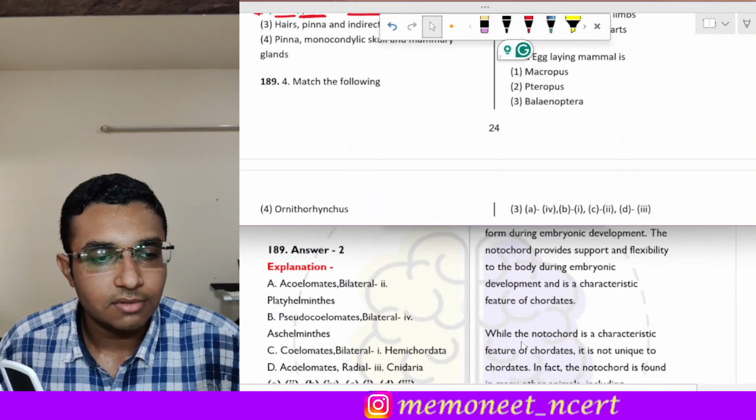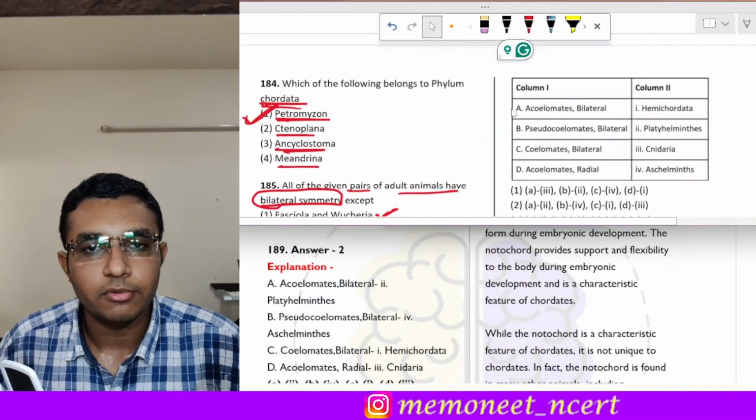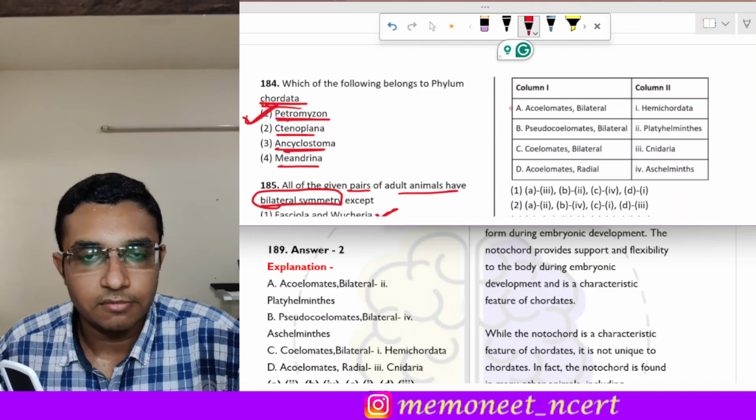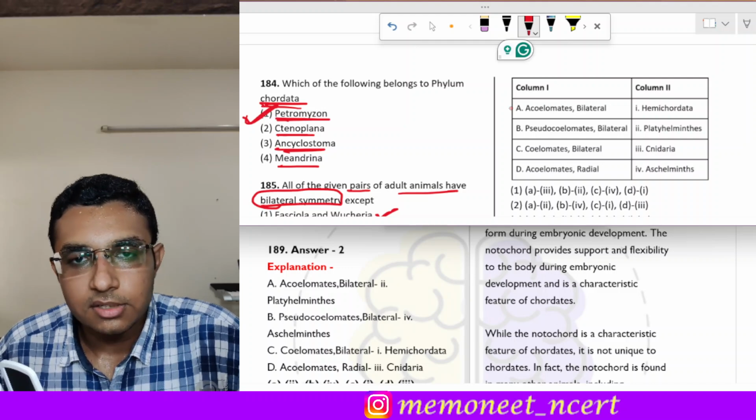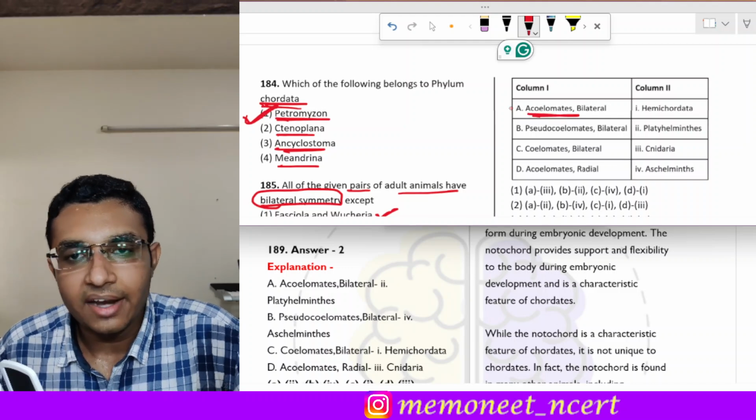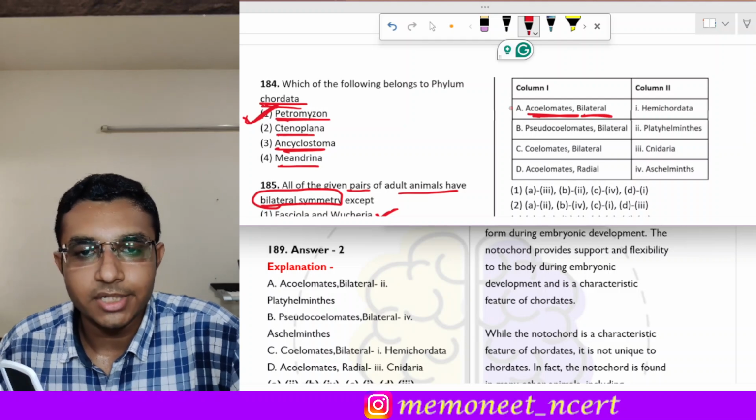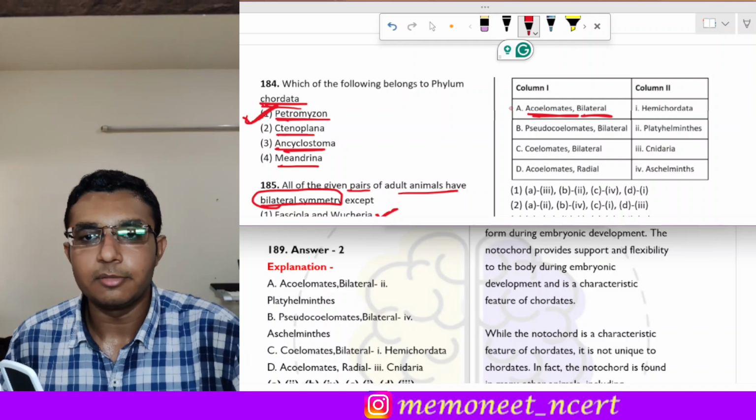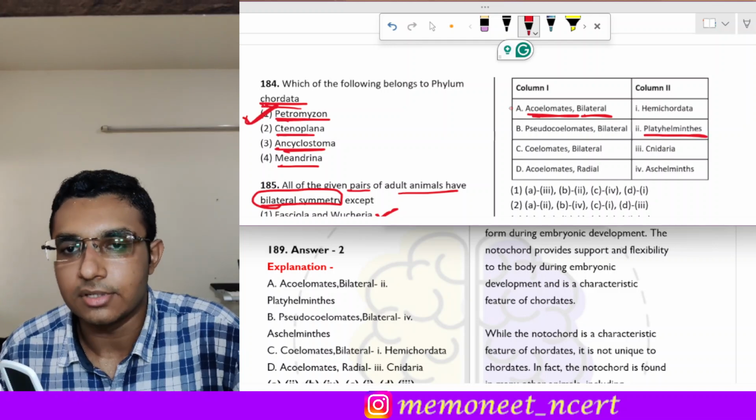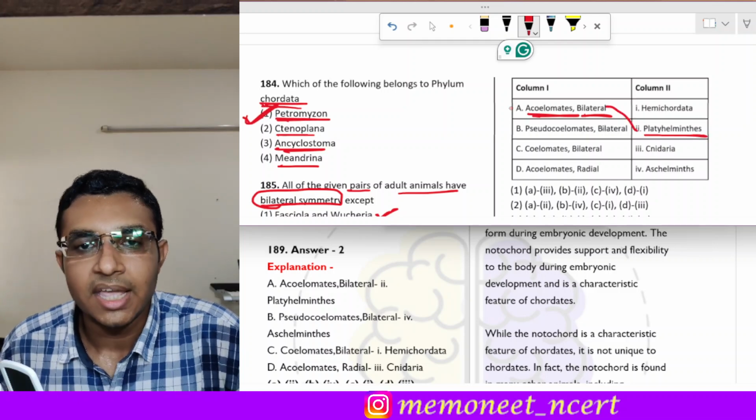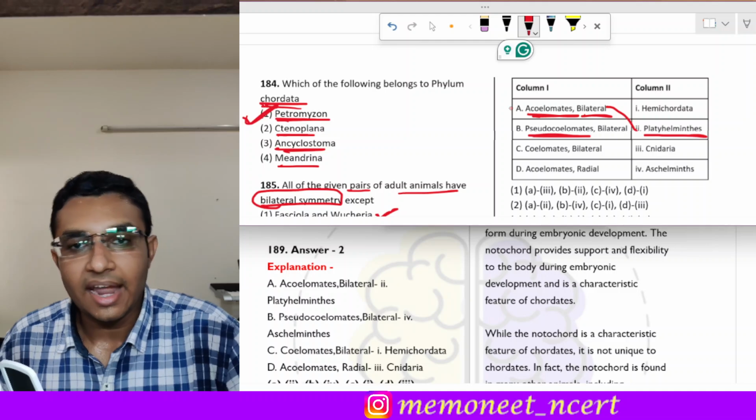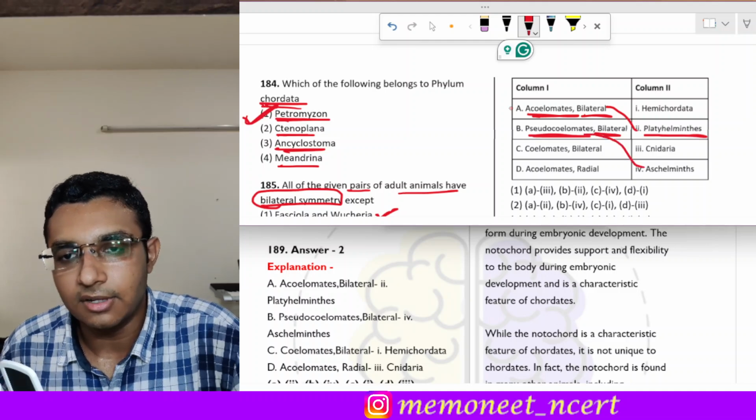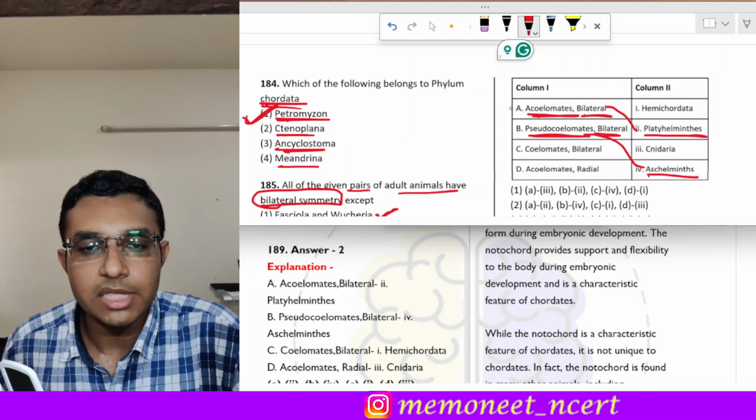The question 189 is a match the following type of question. So we have to match these 2 columns. Okay, so let us see them one by one. So which is the organism which is acoelomate and it shows bilateral symmetry? So organism which is acoelomate and shows bilateral symmetry belongs to the phylum Platyhelminthes. Okay, so A goes with 2. Then B is pseudocoelomate and it is bilateral. So pseudocoelomate organism which is bilaterally symmetrical is Aschelminthes. So B goes with 4.